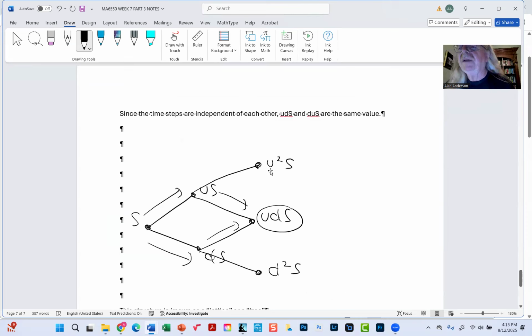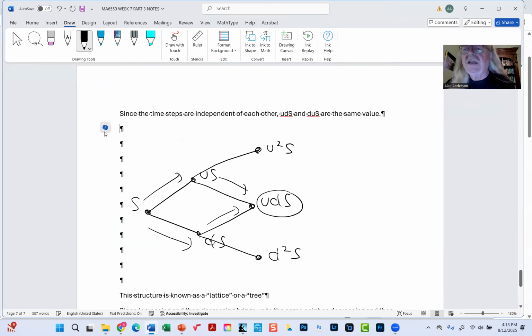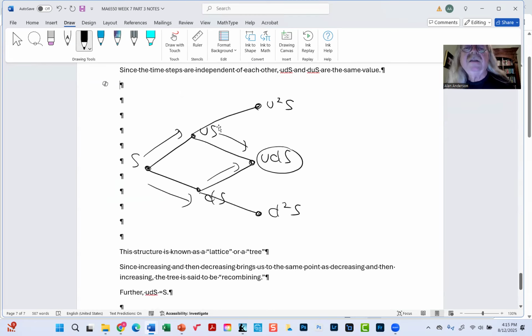They allow for the idea that maybe going up and then down was just to a slightly higher point than down and up, or that kind of thing. But here, just to keep things simple, up and down is down and up. It's the same thing. If we go up and then down or down and then up, we're right back where we started from.